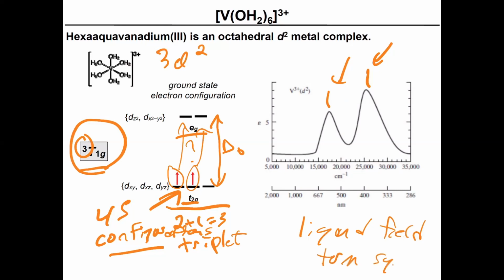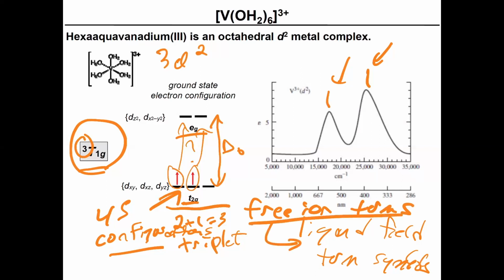term symbols. So what we're going to have to start with is going from the free ion terms, and I'll show you how to do that first. Once we do that, then we can go to the next step, to the ligand field term symbols. Okay, thank you for listening to this brief introduction, and I will be back to discuss how you develop the free ion term symbols for a p2 configuration.